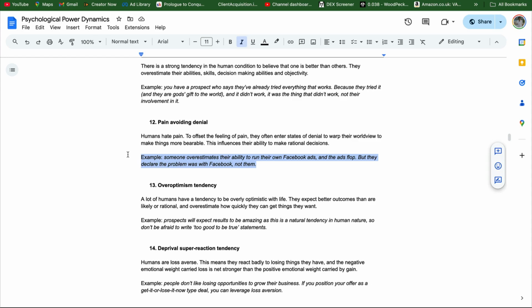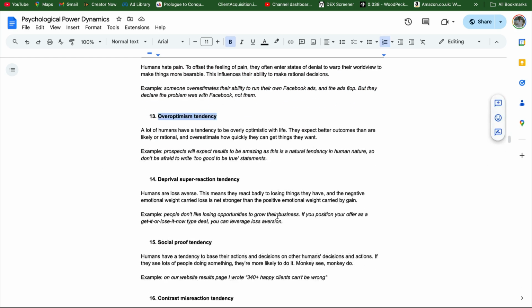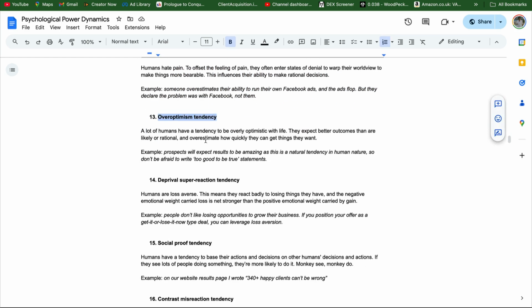Right? And there's tons of examples of this when working with creators, when working with people. Pain avoiding denial is a big one. Over optimism tendency, right? A lot of humans have a tendency to be overly optimistic with life, and they expect better outcomes than are likely or rational, and overestimate how quickly they get things they want, right?